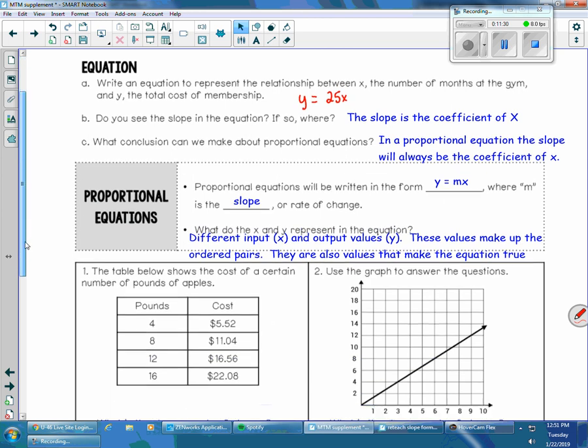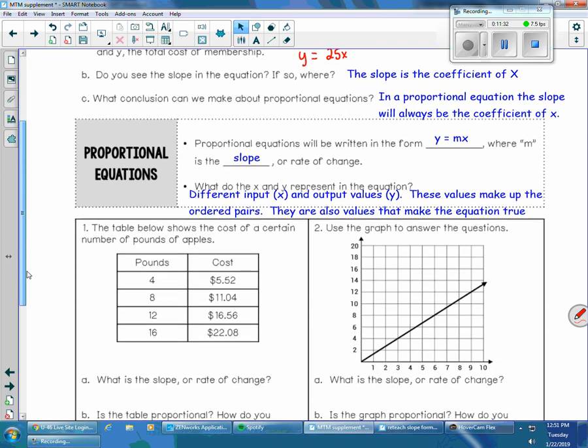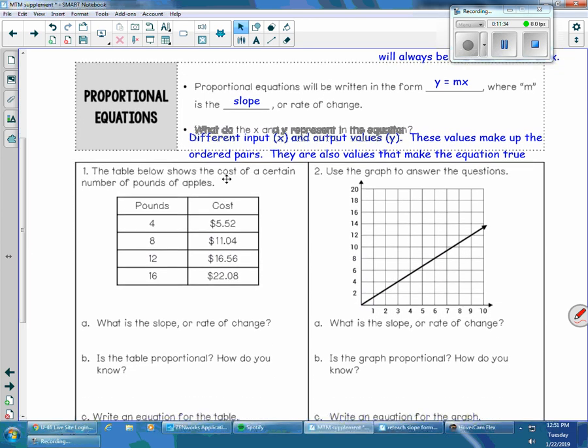Okay? So let's take a look at the table below. Here they're giving us a table that shows the cost of a certain number of pounds of cheese. So here are your pounds, here's your cost. What is the slope or rate of change? Now remember, we said that that has to be the same throughout the table. This is our x, and this is our y. So we have to check to see what $5.52 divided by 4 equals.